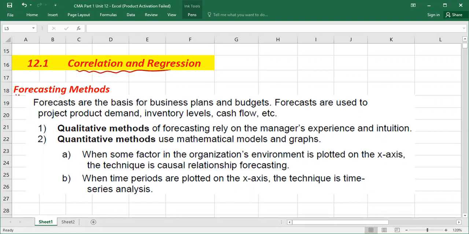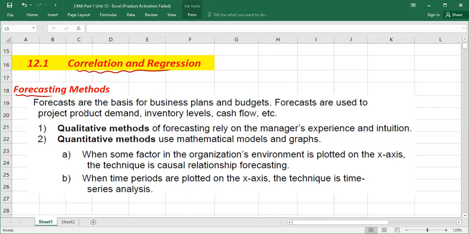What is forecasting? Actually, guys, forecasting means that whenever you are trying to make any plans or any budget, forecasts are the basis for the business plan and budgets. Forecasting simply means prediction, like when you want to make a prediction for the future demand, maybe you want to make a prediction for the cash collection. So this is what is called forecasting.